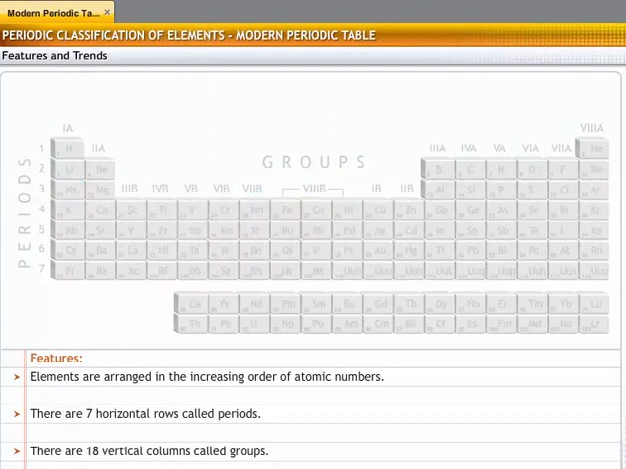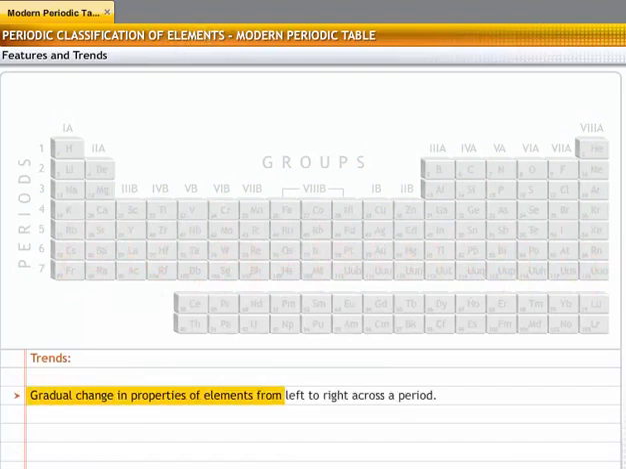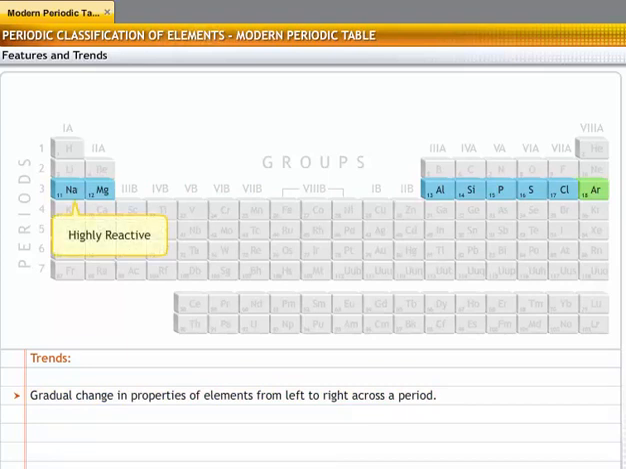You can observe trends in the properties of elements as you analyze them across periods and down groups. Let's look at the basic trends in brief. The properties of elements change gradually from left to right in a period, as an electron is added to the outermost shell. For example, sodium is highly reactive and magnesium is less reactive as compared to sodium.